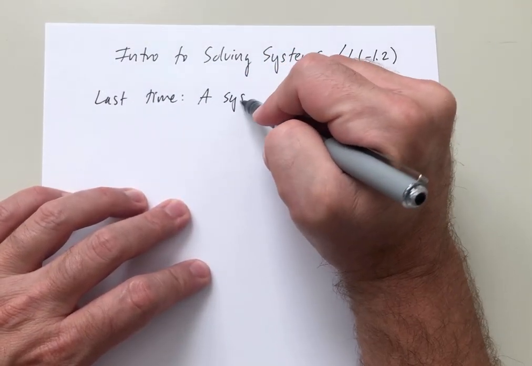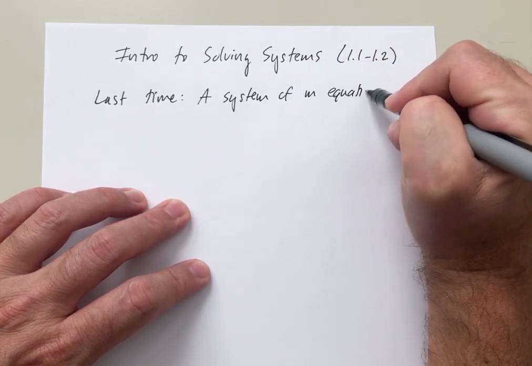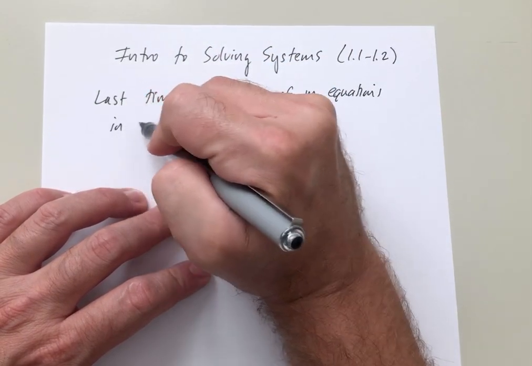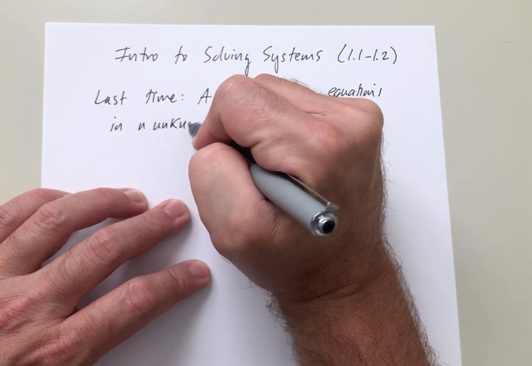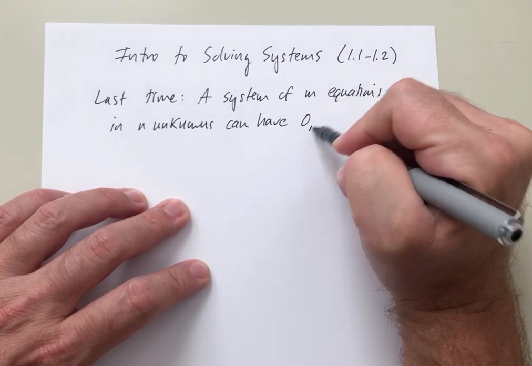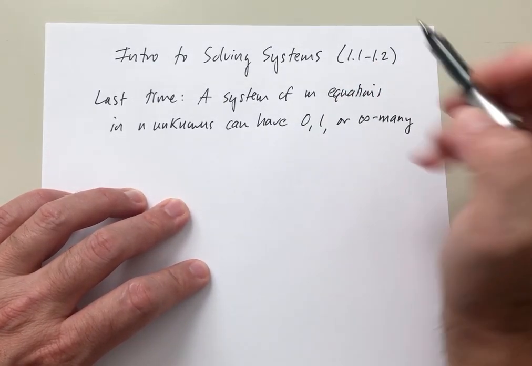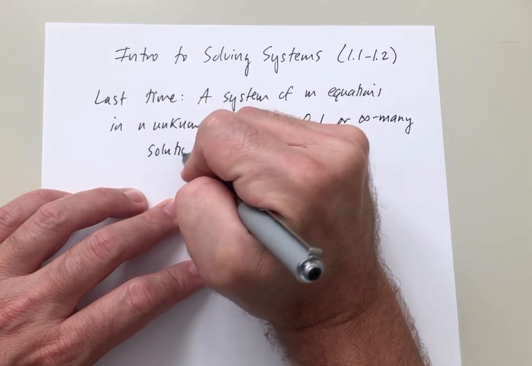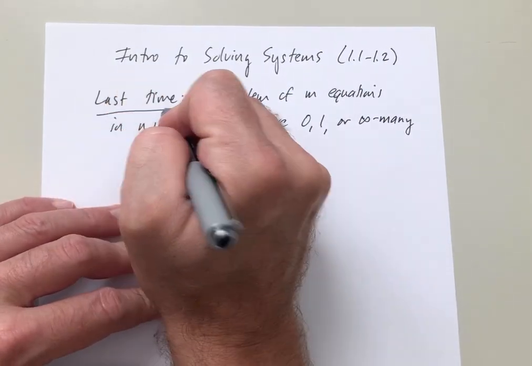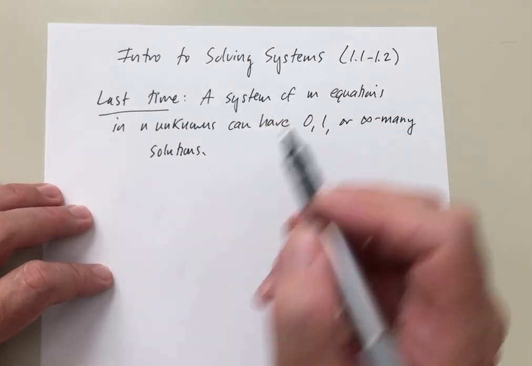A system of m equations in n unknowns can have 0, 1, or infinitely many solutions. Okay? So again, that's an important fact. We'll see that over and over again. I'm going to repeat myself.